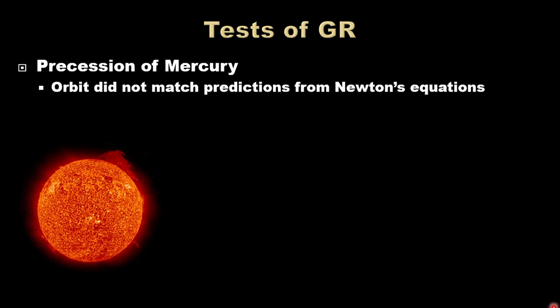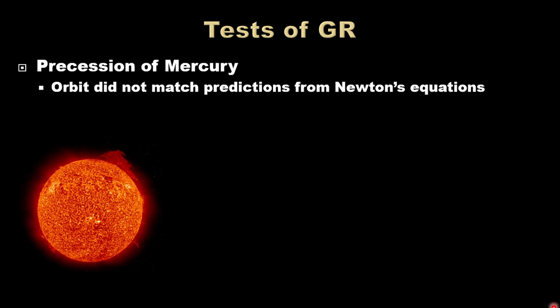Remember that one of the big accomplishments of Kepler's laws of planetary motion, and then more generally Newton's law of universal gravitation, was that it allowed the prediction of the motions of the planet so that we could predict far into the future, far into the past, where a planet would be at any given time. And this worked beautifully for all of the planets except for two.